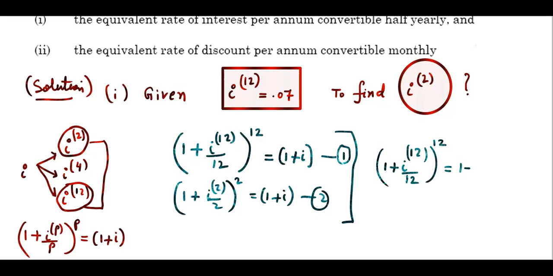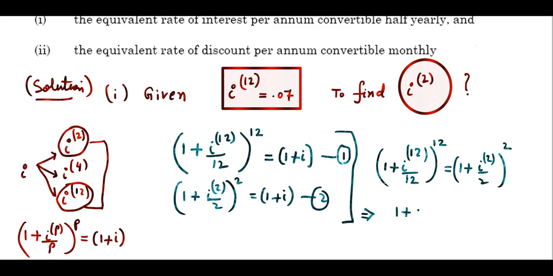Even in some other books, they have a direct formula: (1 + IP/P)^P is (1 + IM/M)^M, that way. But anyway, we'll stick to our own two here. Then put I12 as 0.07 and find I2. That's all.